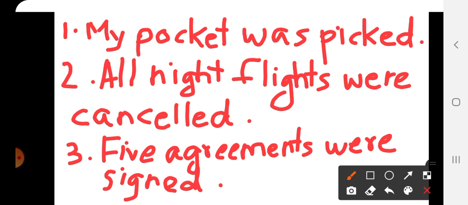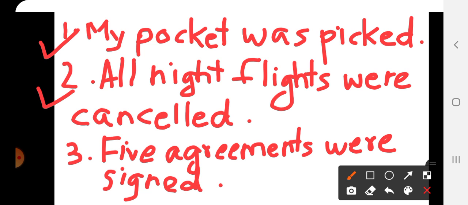That is, first, when we do not know who performed the action, like here in the first sentence, my pocket was picked, but by whom, that is not known. Then, second, the action is more important than who performed it. Like in the second sentence, all night flights were cancelled, but who cancelled them? It is also not important to know who cancelled them, but the action is more important than knowing by whom that action was done.